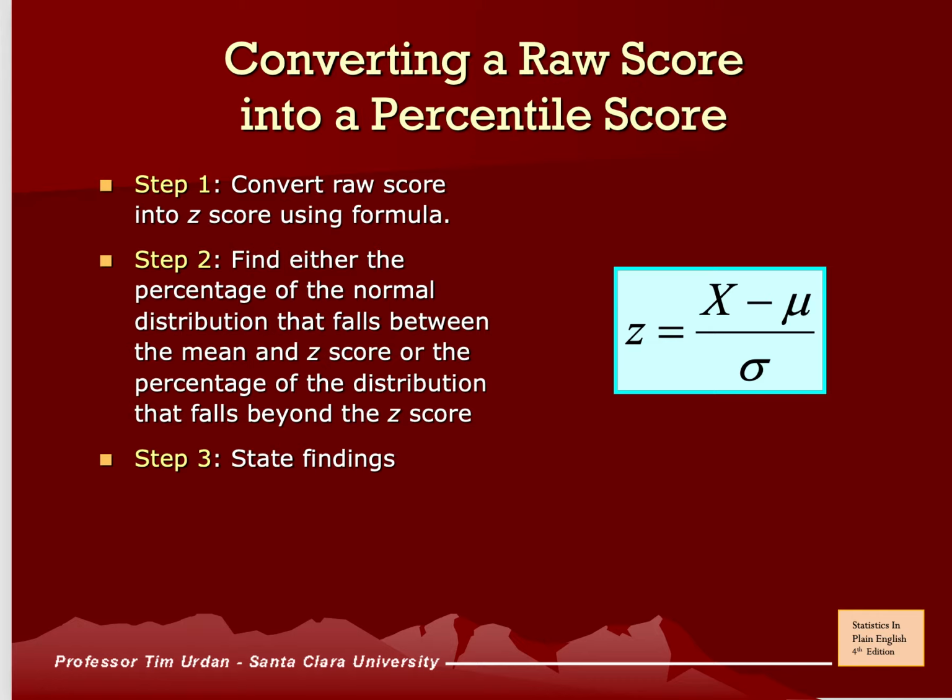So if I want to convert a raw score into a percentile, I have to go through the z-score. I cannot bypass the z-score process. Once I have the z-score, I'm going to have to go into my appendix, look up the probability, and then that is going to tell me my findings for that value.